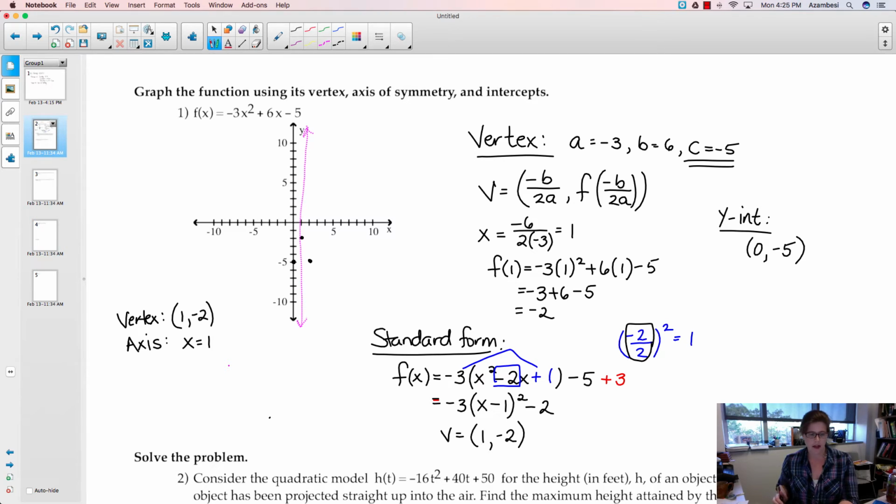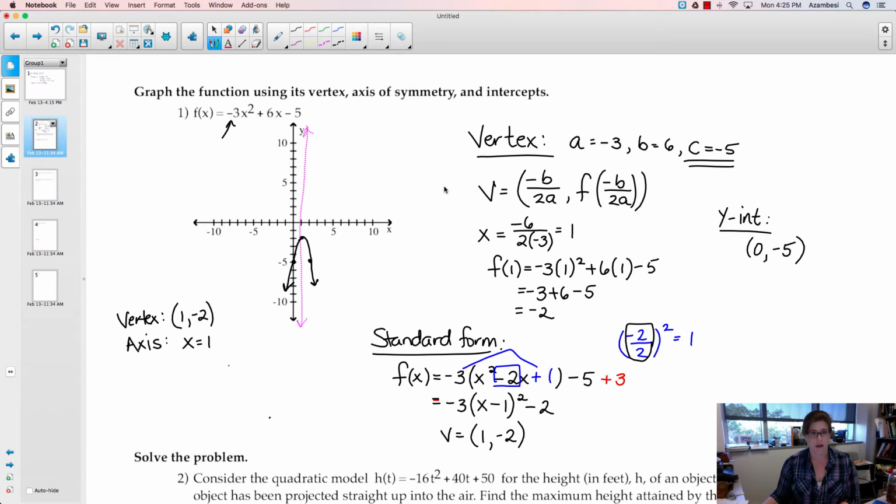Now here's the point in class where I'd be asking you if we needed to solve for x-intercepts. So given the fact we have a negative quadratic, and that means it opens down, I have a vertex below the axis, means that I don't have any x-intercepts. So if I were to draw this in, it looks something like that. No x-intercepts there.